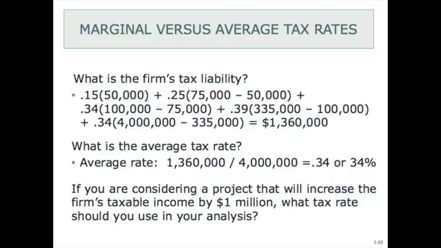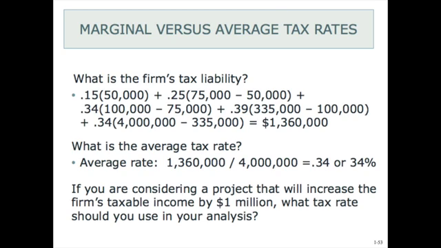Okay, let's look at the average tax rate versus marginal in this problem. So this is basically a weighted average. The first 50,000 gets taxed at 15%. We add that to the difference between the 50 and the 75, which is the next tax bracket. That gets taxed at 25. We add that to the difference between the 100,000 and the 75,000. That gets taxed at 34. The 335 minus the 100 gets taxed at 39. And of course the 4 million, which is what the company earned, minus the 335 gets taxed at 34%. So of course we have a $1.36 million tax liability, because we have a progressive tax schedule that goes up with income.